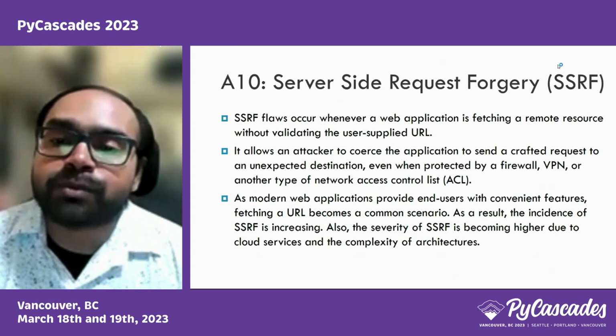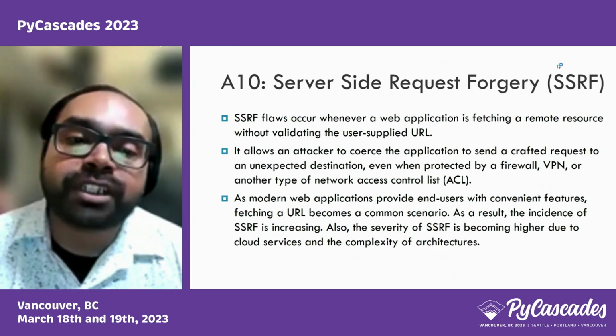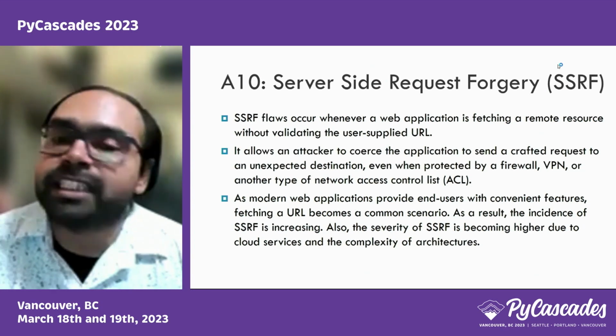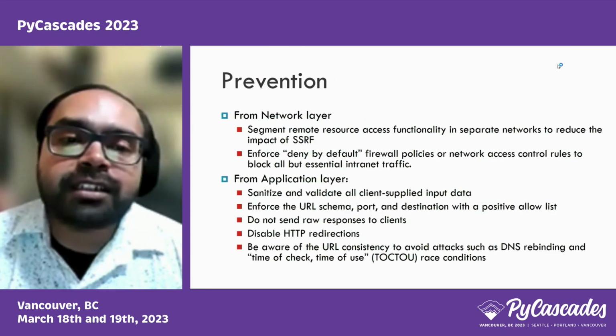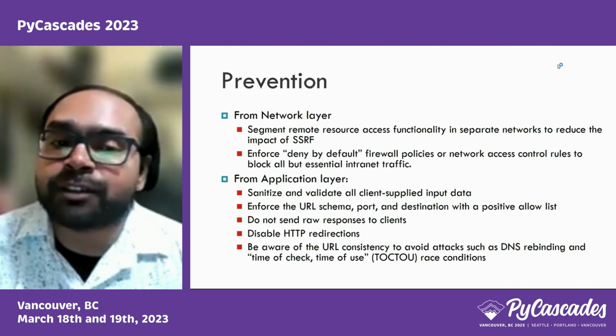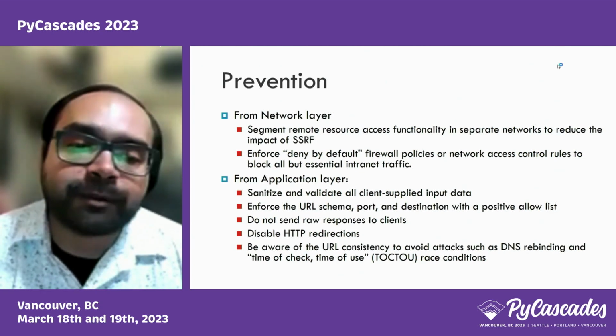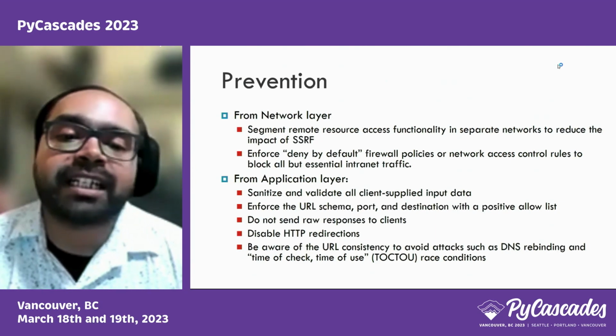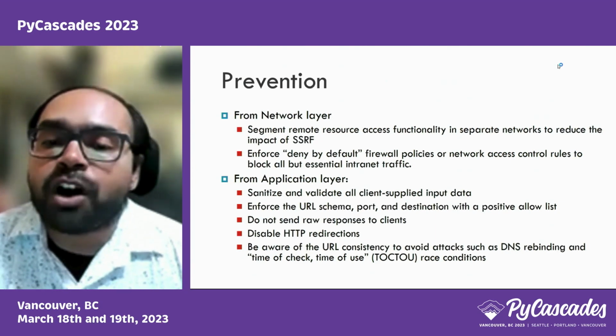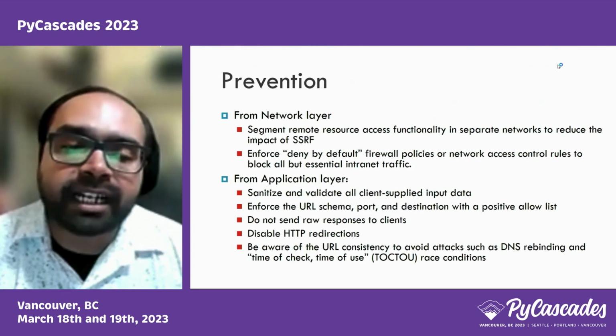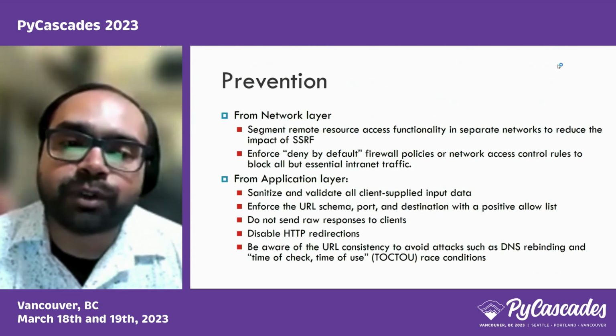So it basically occurs whenever a web application is fetching a remote resource without validating the user supplied URL. So the prevention is that there are basically two ways. One is from the network layer, second one is from the application layer. So in application layer, sanitize and validate all client supplied input data, disable HTTP redirections, and so on.